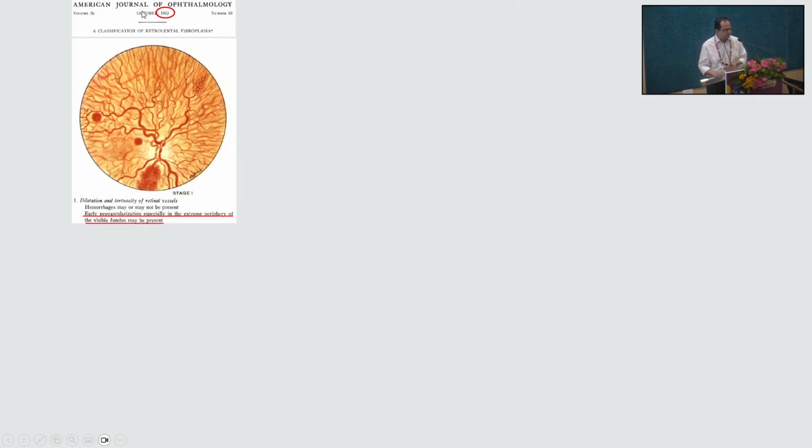So this is an image taken from the AGO 1953 article. And they tried to classify retroretinal fibroplasia in this, three decades before the iROP 1. And you see this is stage 1. And they have written that dilatation, tortuosity of retinal vessels, hemorrhages may or may not be noted, and early neovascularization, especially in the extreme periphery of the visible retina, may be present.